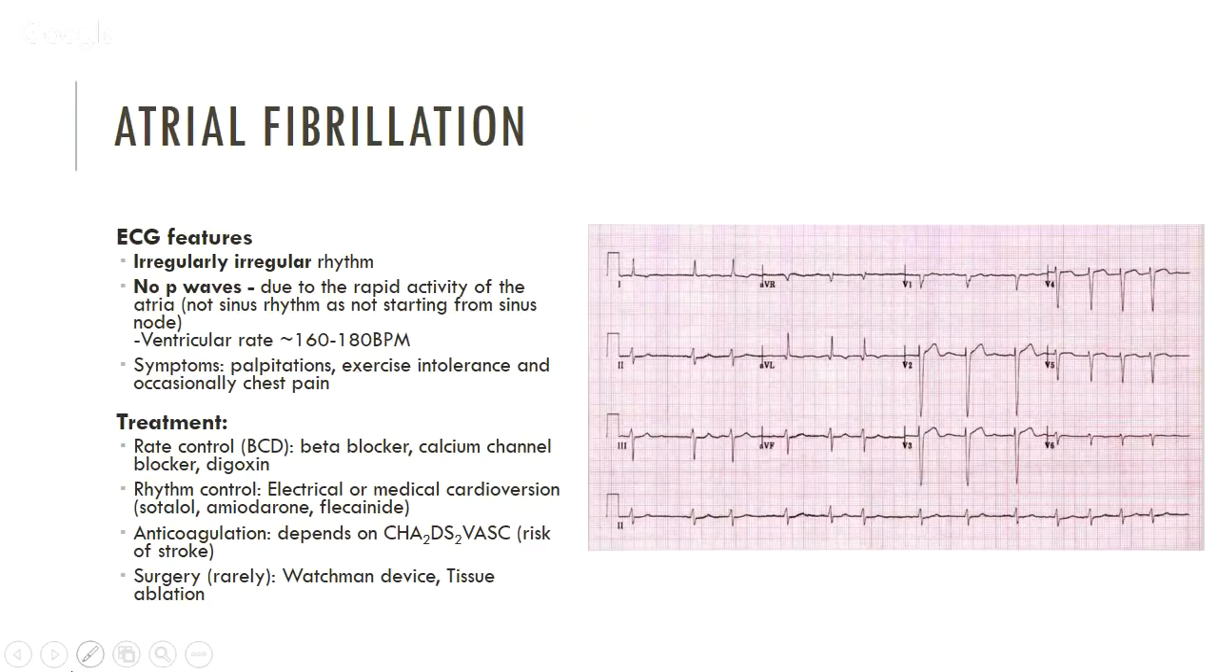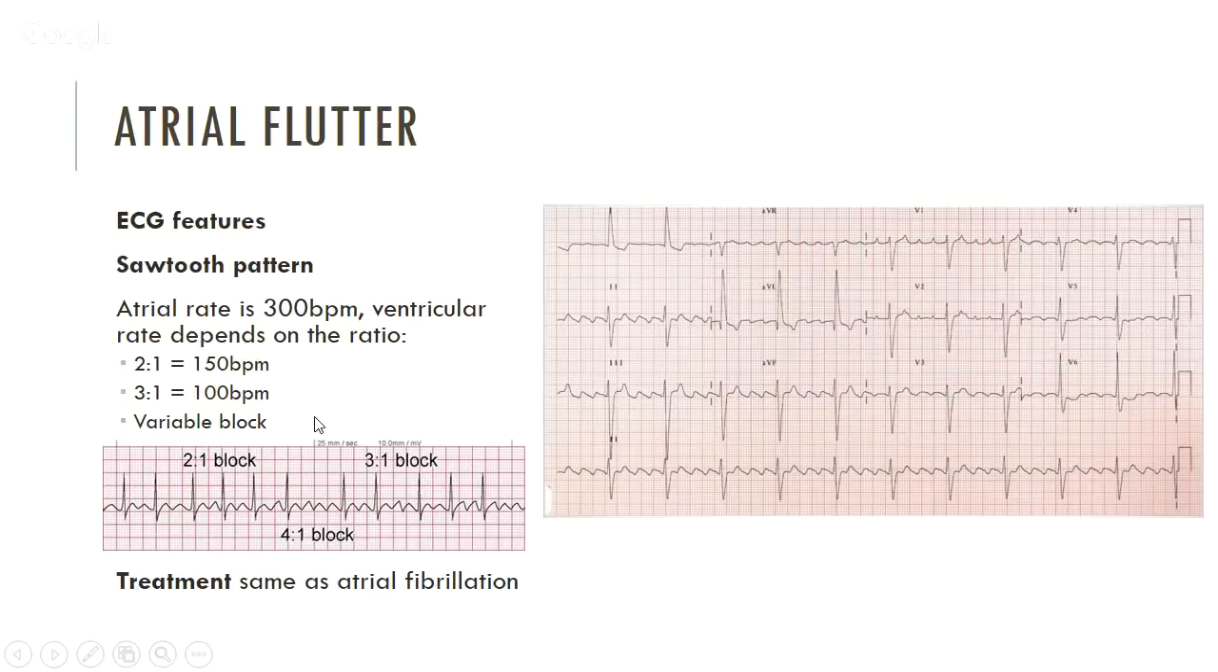The anticoagulant depends on CHA2DS2-VASc, which I don't think you guys have to know yet. But the main reason is that in AF, the main complication is stroke. When the atria isn't beating properly, it fibrillates, and that allows blood to pool and clot. And if the clot goes up your internal carotid to your brain, that's why we worry about anticoagulation. And then there's also a surgical option, which you don't really have to know, but it's another option if it's refractory to medical treatment.